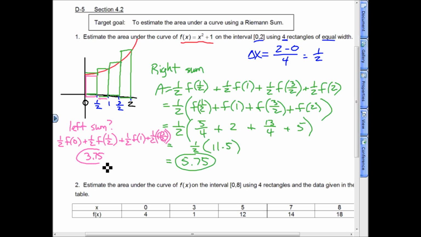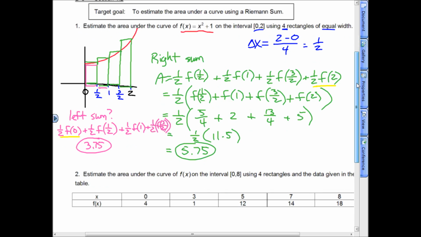3.75 for that left sum, if you want to do it. The only difference that you'll notice is on the left sum, you're going to be using the 1/2 of f of 0, and on the right sum, you're going to be using the 1/2 of f of 2. The only difference between those two sums. So there's problem number 1 done 2 different ways.